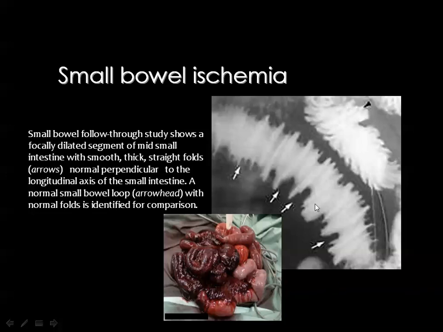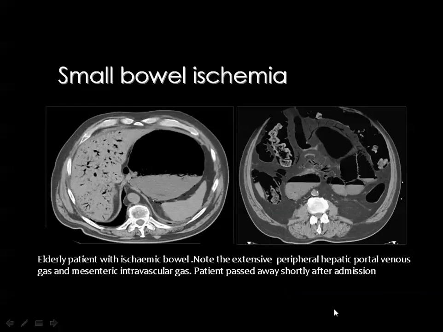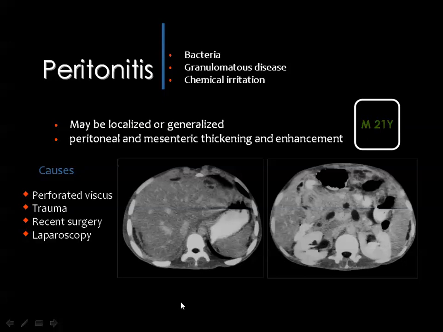thumb printing or the mucosal edema due to ischemia, and also the presence of gas in the ischemic or necrotic bowel. And one of the signs is the presence of gas within the portal venous system. And this is an indication of very bad prognosis whenever you detect air in the portal system, which means a fulminating disease, and this patient died shortly after the diagnosis.